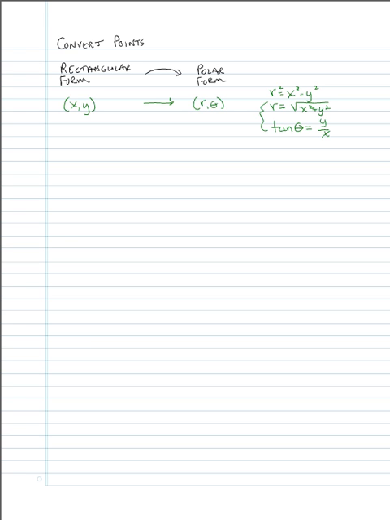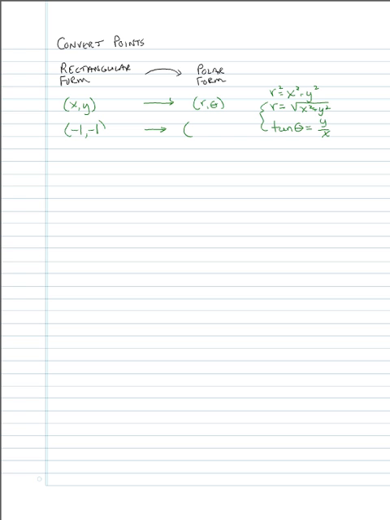So as we go through to do this conversion, let's look at an example. Let's convert the rectangular point -1, -1 to polar coordinates. So we have to figure out what r is, and we have to figure out what theta is.